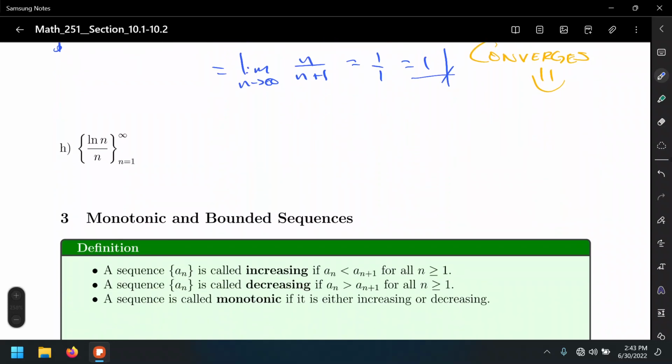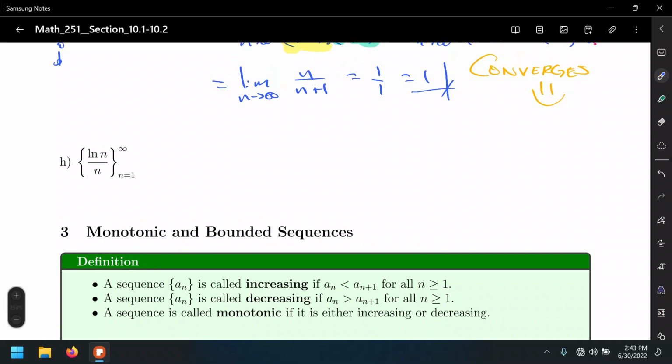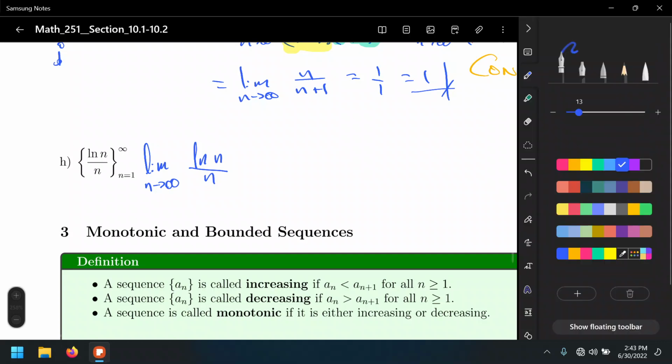Letter H, ln of n over n. Let's write it first of all as a limit. All right, let's compute this limit. So on the one hand, where is ln going as n approaches infinity? And the denominator also goes to infinity. Well, that means this limit is a good candidate for L'Hopital's rule.